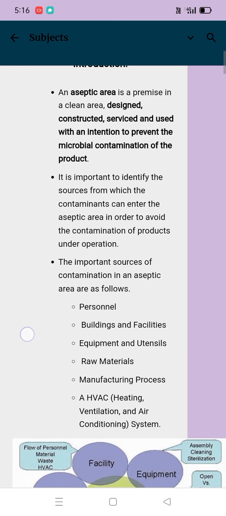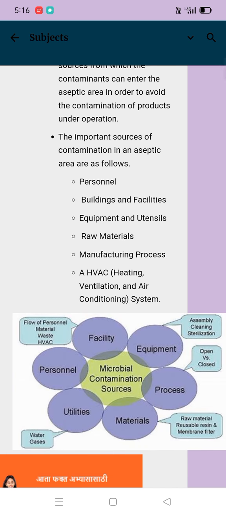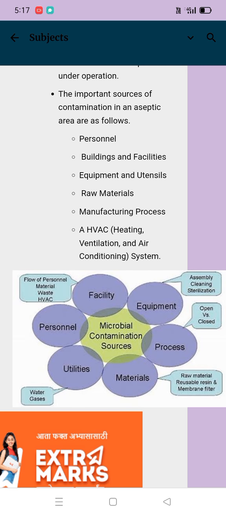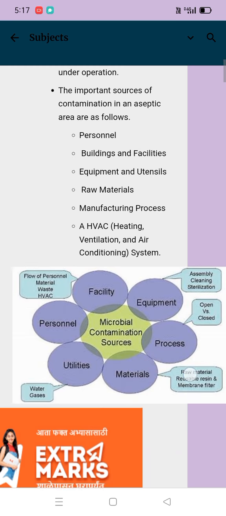But what are the major sources in an aseptic area which cause contamination? They are the personnel, that is the person who is involved, and buildings, equipment, raw materials, the manufacturing process, as well as the HVAC system, that is heating, ventilation and air conditioning system. These are the things which cause contamination. You can check in this diagram: facility, equipment, process, materials, utilities and personnel.